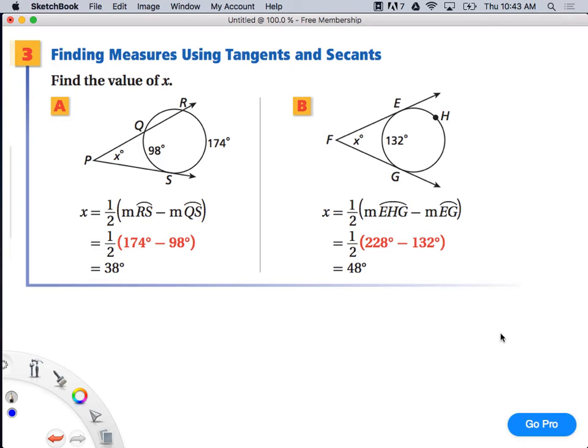Now this one's a little bit more tricky, because this one doesn't give you both of the arcs. But what do I know about these arcs? What do they have to add up to? 360. So to find this one, I just do 360 minus 132, and I get 228. And then I find this is 1/2 of the difference. 1/2 of 228 minus 132 is 48. You see? So when it's outside of the circle, it's 1/2 of the difference.